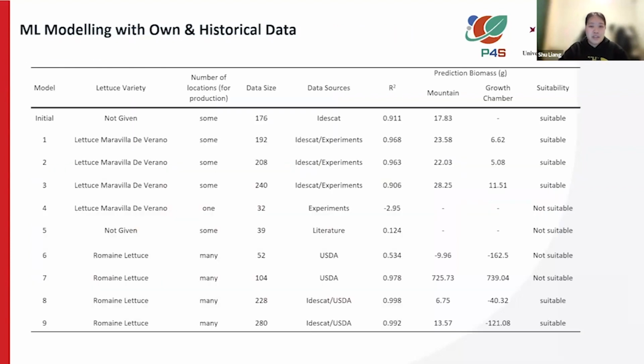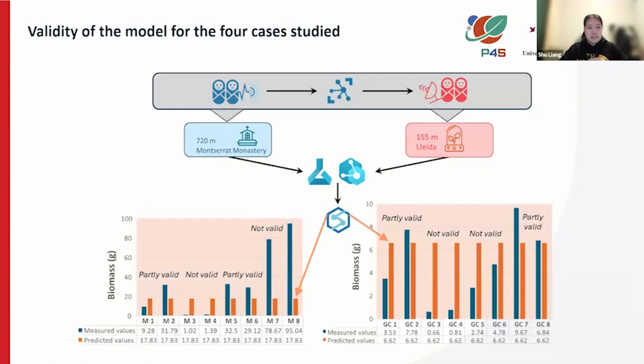For the machine learning model, we have 10 models with prediction results. You can see we got good R squared results for the trained model, near to one. Some of the models are suitable for prediction, but for some, our experiment data is not suitable for the model to predict. And this is one of the model results, where I use linear regression.